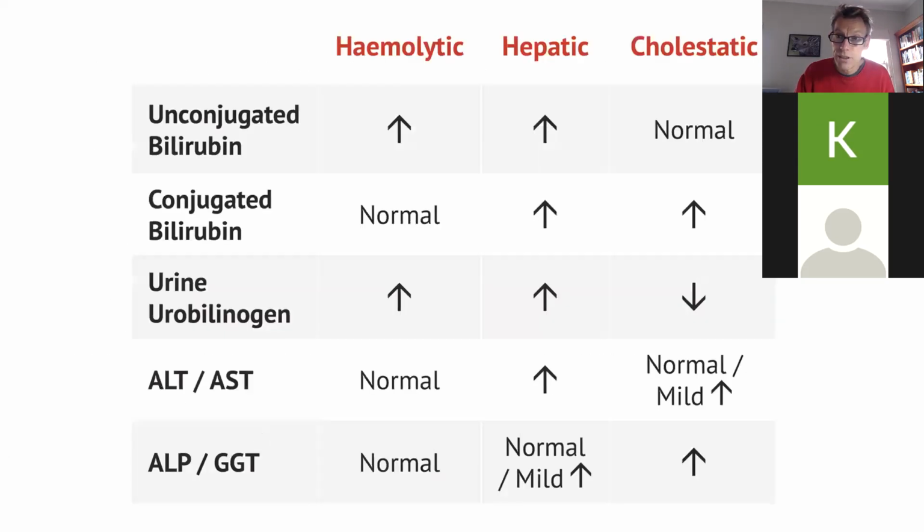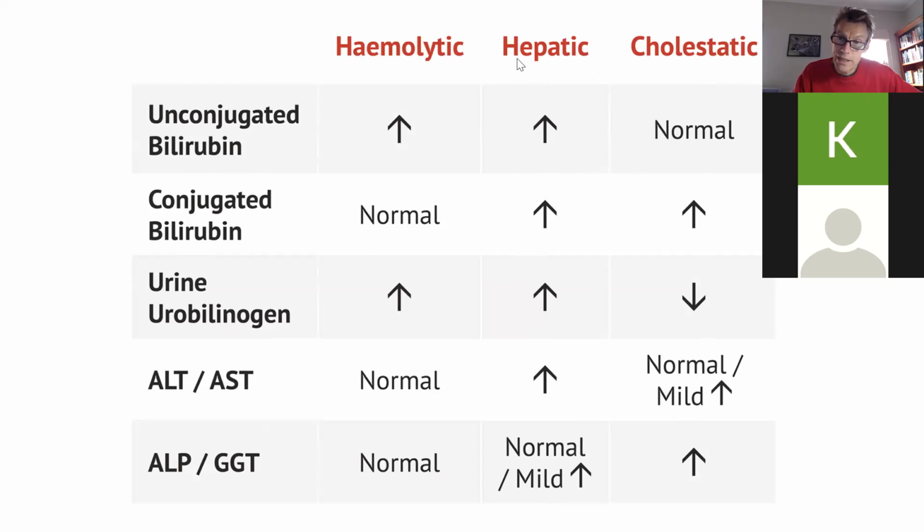Okay, so I'll send this around, but just to be clear again, to distinguish between a hepatic problem, that is a problem of the hepatocytes, compared with a cholestatic problem, you can look at the different liver function tests and see which ones are abnormal, and that can give you a clue to what the problem in the liver is.